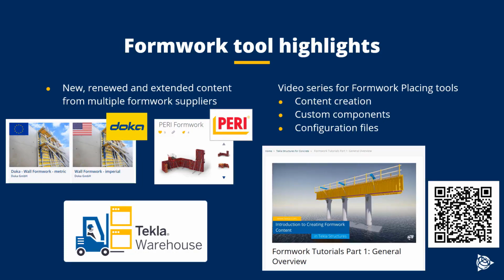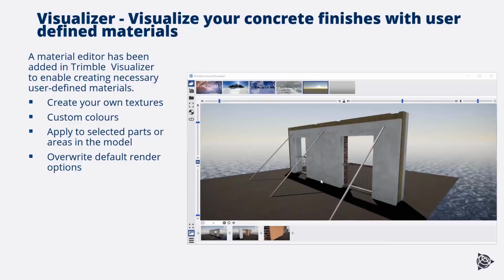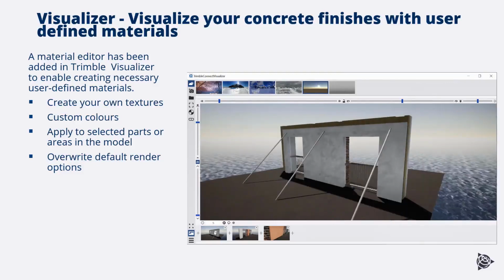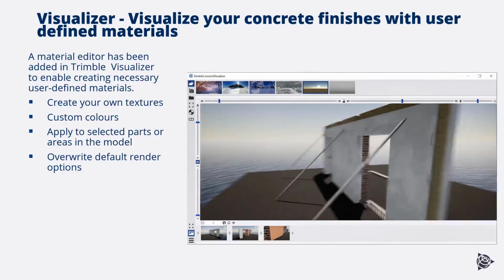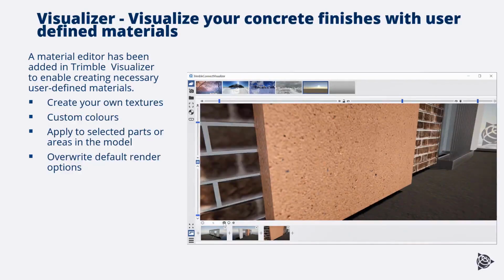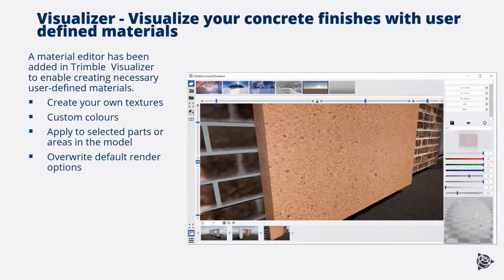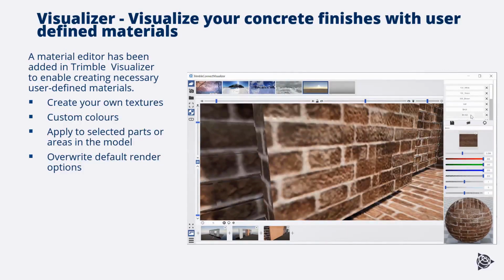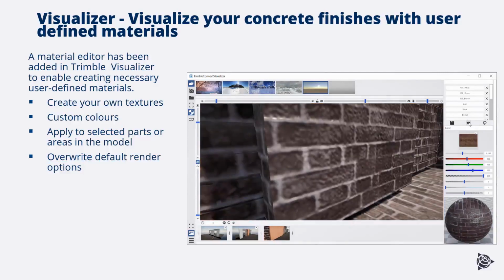One of the last things is the visualizer improvements. So what we have here is an improvement that you can now create your own materials. So when you have something exported to visualizer, you can now configure and override the existing materials. So create your own textures, custom colors, and apply those to selected parts or areas in the model.